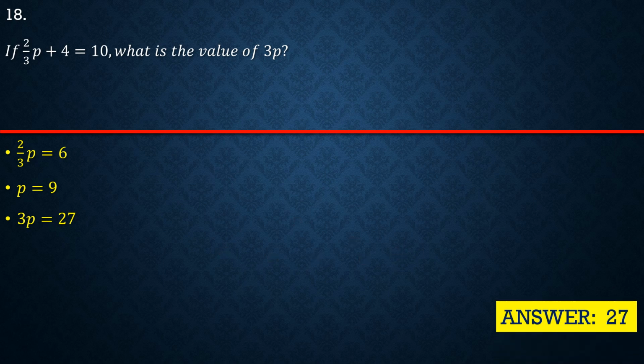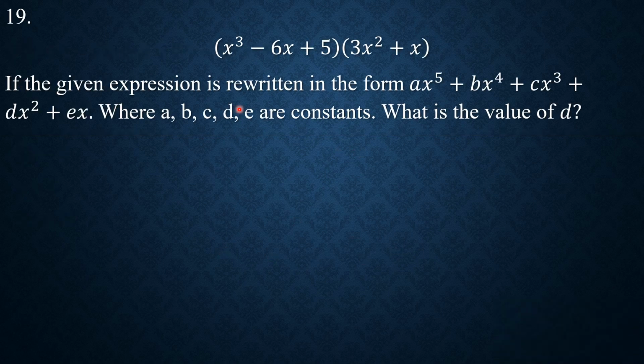If the expression is rewritten in this form, where a, b, c, d, e are constants, what is the value of d? Now I want you to notice something. It's a very quick way of solving this. So d is the coefficient of the x squared term. So what I'm going to do here is look for how I can get the x squared term. Now this 3x squared, when it multiplies with this 5, gives an x squared term, so it gives us 15x squared. Now this x here, when it multiplies with this negative 6x, is going to give me negative 6x squared. So I'm going to have negative 6x squared and 15x squared added, which gives me 9x squared. So my value for d is just 9.